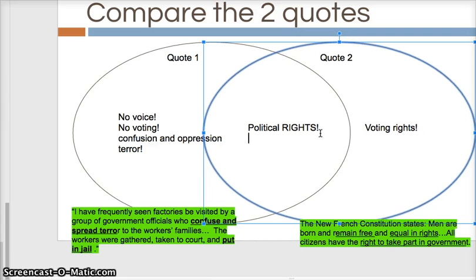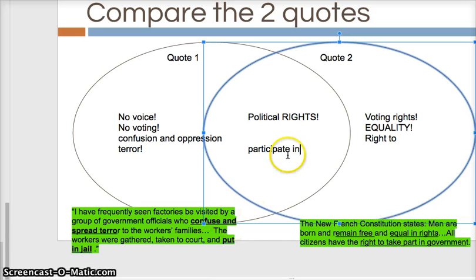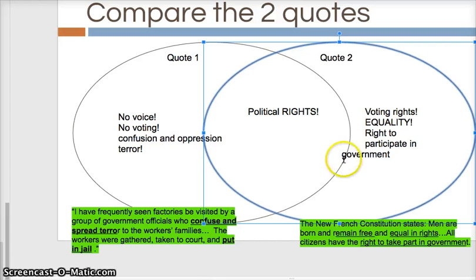voting rights, equality, and what else do they get? Right to participate in government. So these are the differences between before the revolution and after.